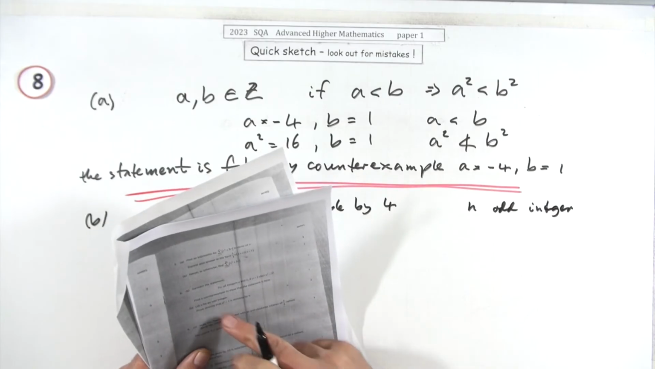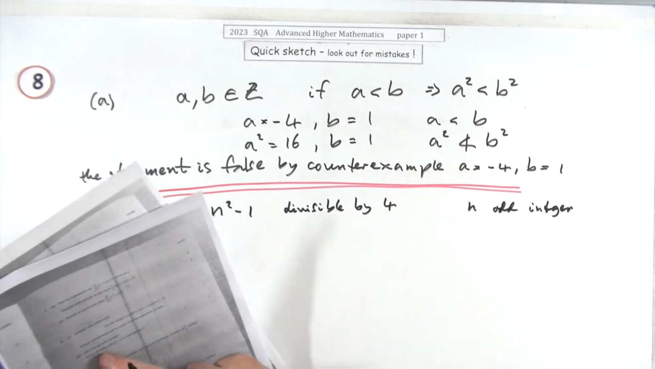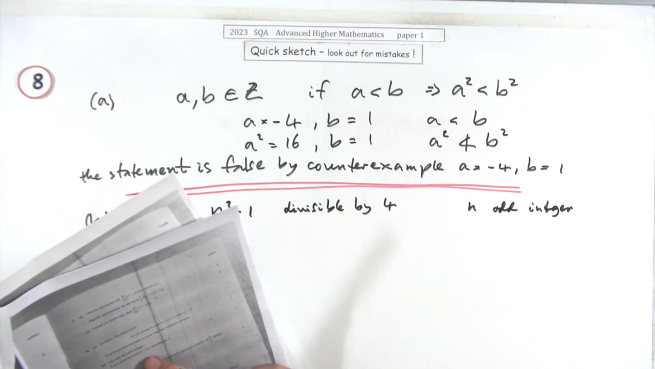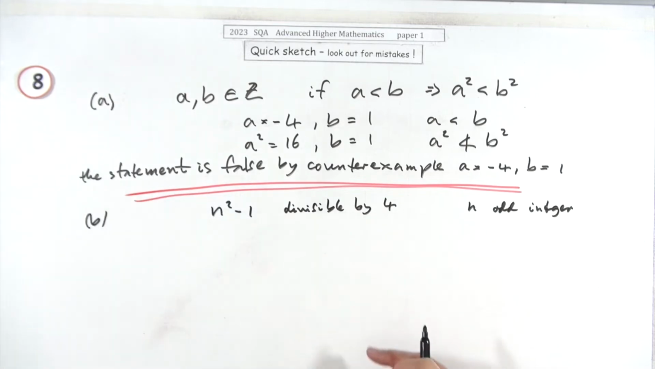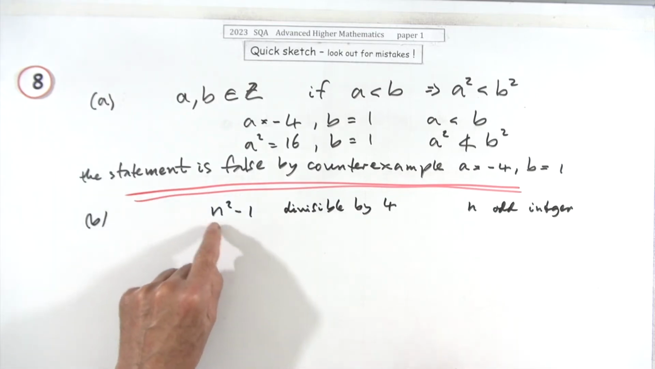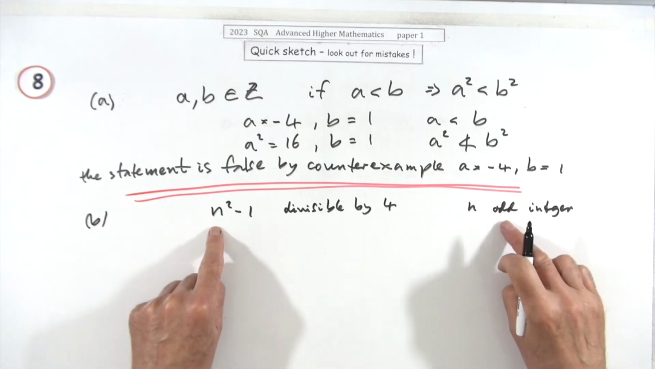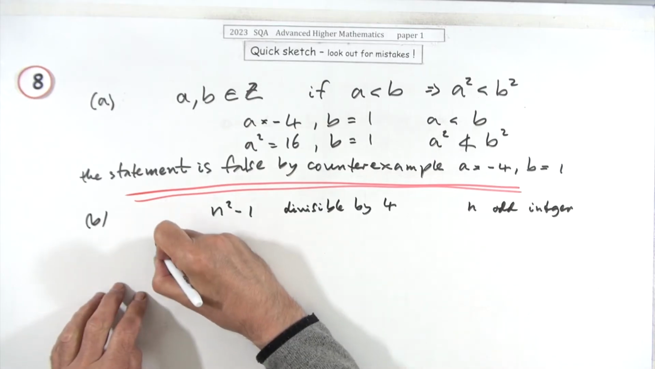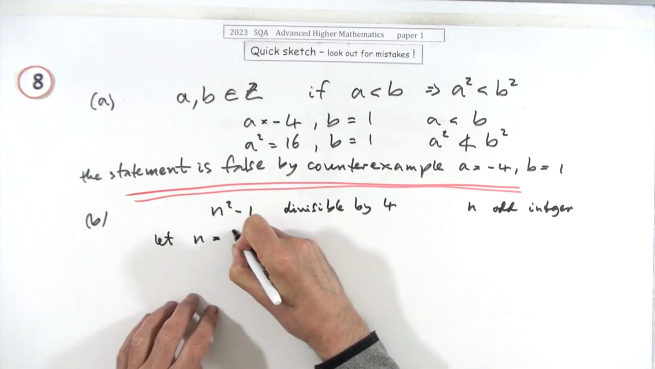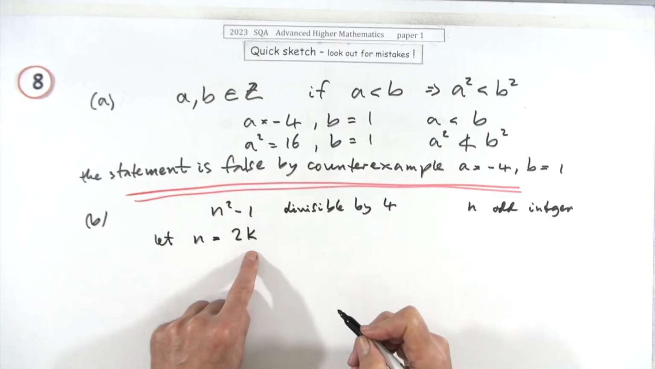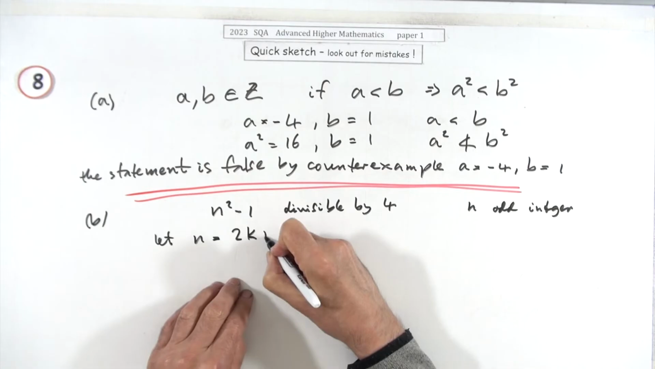Now part B, let n be an odd integer. Prove this time, prove directly that n squared minus 1 is divisible by 4. Well, express n in such a form that demonstrates it's odd. So if you say let n equal, now 2k would have to be even, so either plus 1 or minus 1. I'm going to go for plus 1.